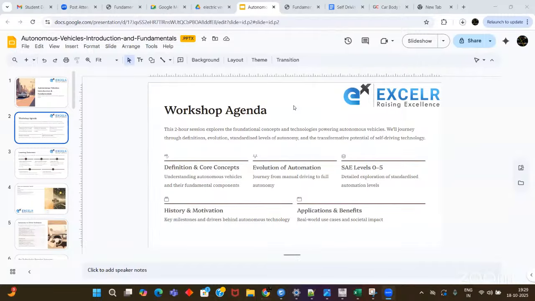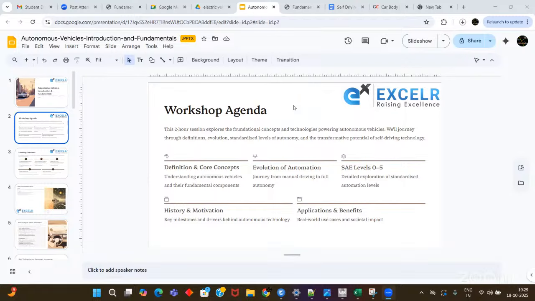The first point here is the workshop agenda. So what is the agenda? This complete session will be around a 2 hour session to explore the foundational concepts and technologies powering autonomous vehicles. We will journey through definitions, evolution, standardized levels of autonomy, and the transformative potential of self-driving technology.